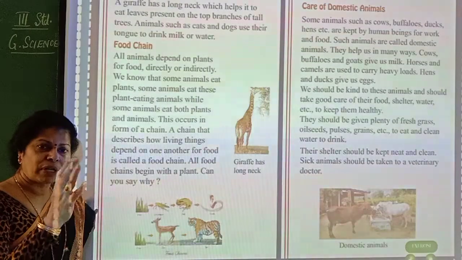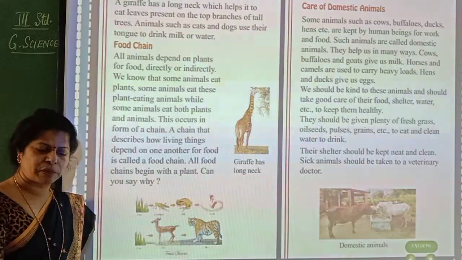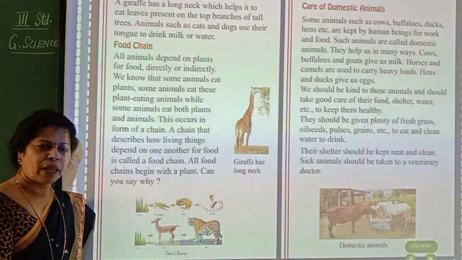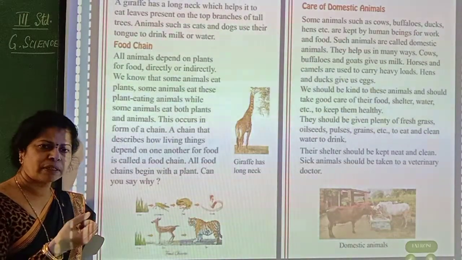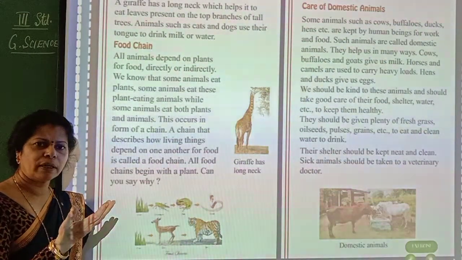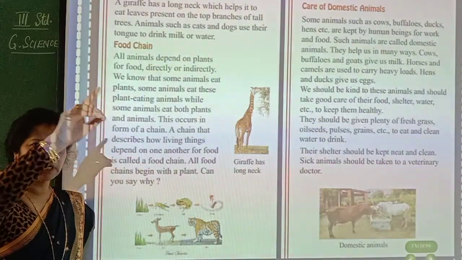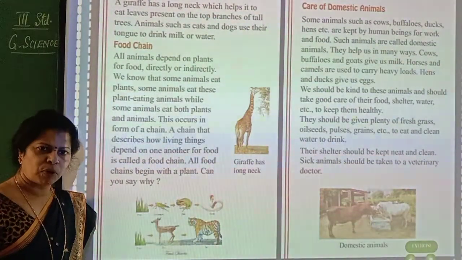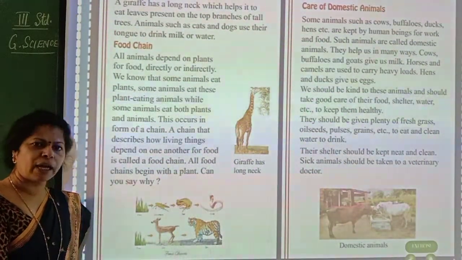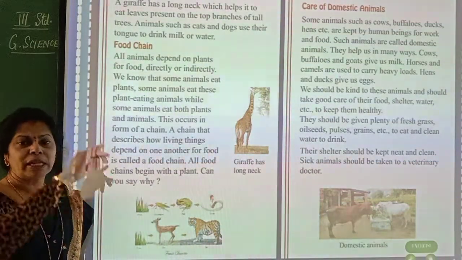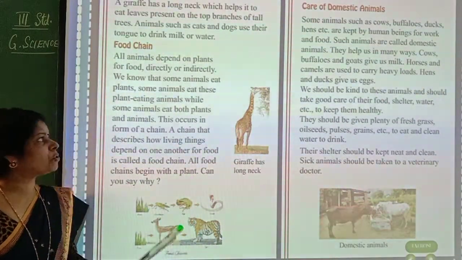Means whatever is required for the growth of plants is available where? In the soil. So again from the soil, what happens? Plants will start growing. Again what happens? Herbivores, carnivores, omnivores. Again back to the soil. Again plants. You understood what that is? There is a chain. It's taking place. So you can see here.